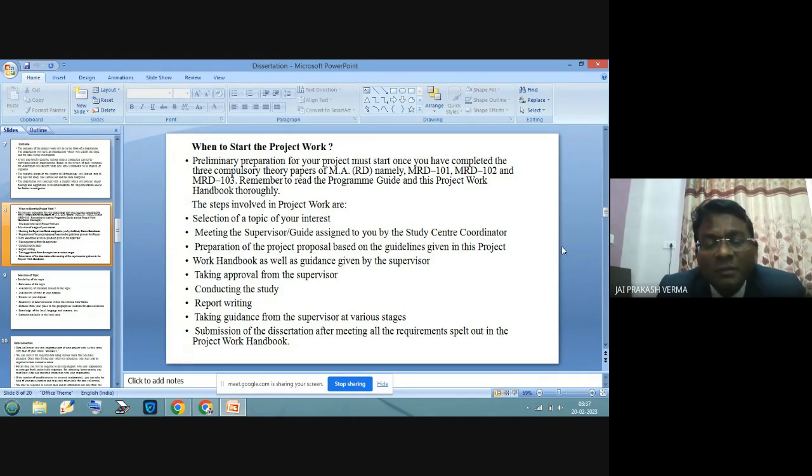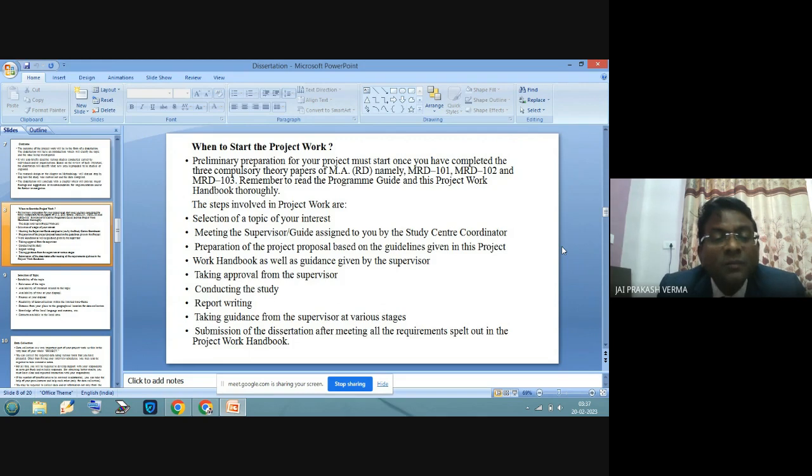Sir, how can I make a better dissertation? What things should be there? And taking approval from your supervisor, conducting the study, because if you are going for a particular purpose, for a particular scheme, your questionnaire will be very clear. Your interview schedules would be very clear. So after approval of the supervisor, you must go for fieldwork data.